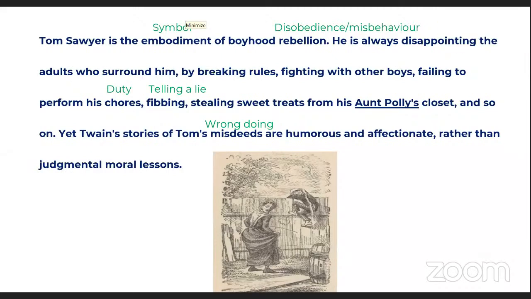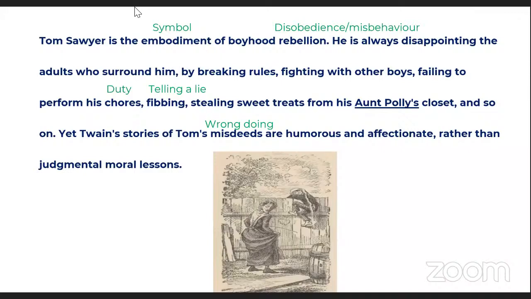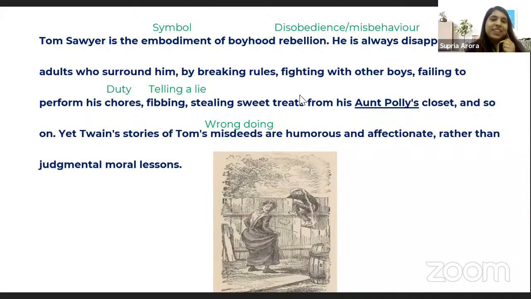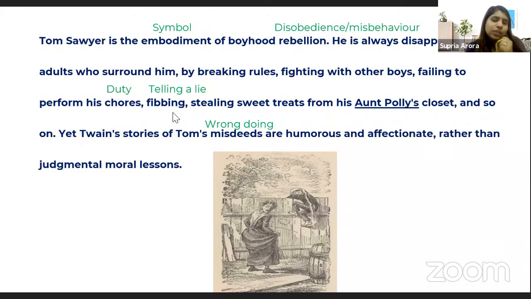I understood this, ma'am, from Tom Sawyer. He was breaking the rules, fighting with boys, failing to perform his duties. Very nice. And he used to steal treats from his aunt Polly's closet, and his wrongdoing was humorous and affectionate rather than judgmental and a moral lesson. Correct. So this book is about misdeeds, but this book is humorous. We shouldn't judge that this is about a moral lesson or something. No, it is just about humorous things that he used to do in his childhood.